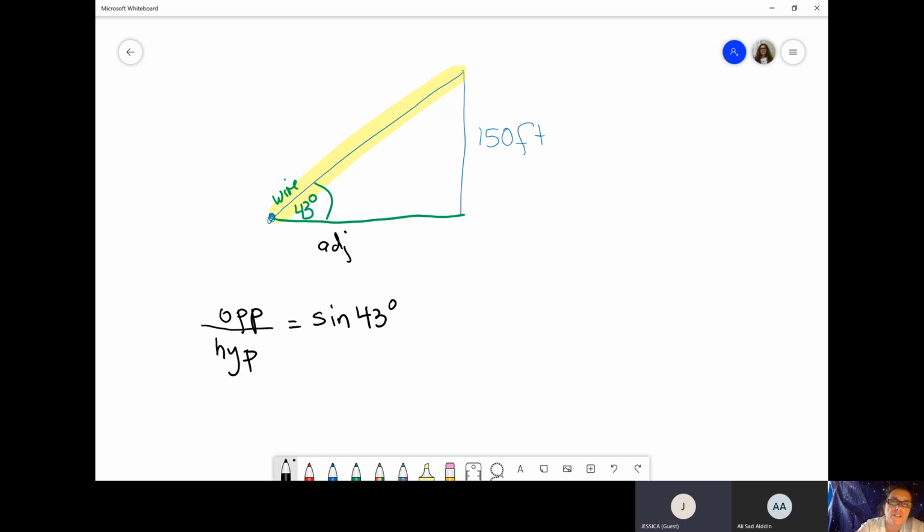Okay, now we know what the opposite side is. We have a little tiny dog, but he makes a lot of noise.